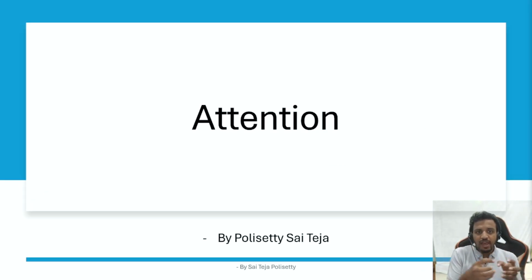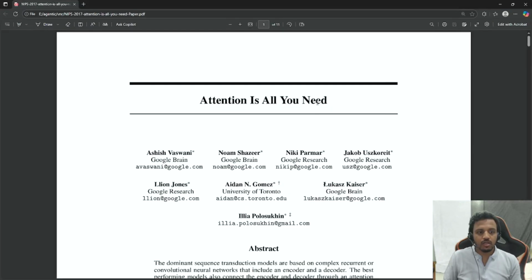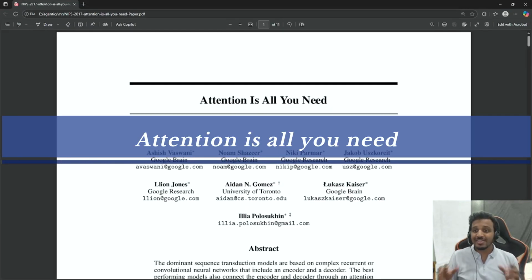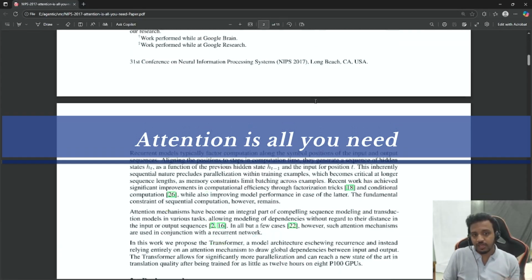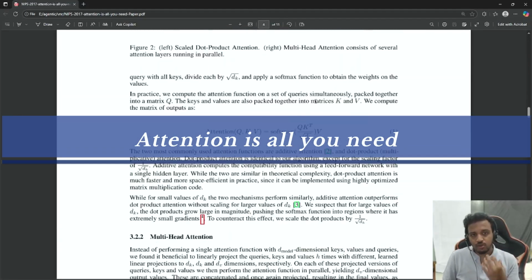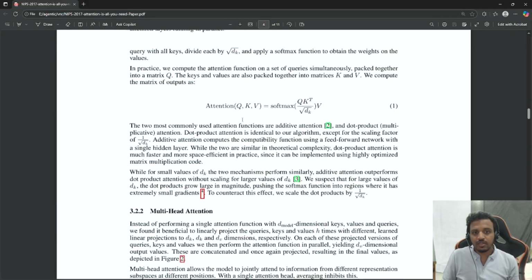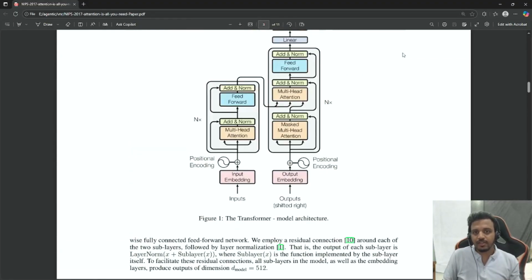Before we start attention, what is a prerequisite? Attention Is All You Need. There is a paper on that. Let me bring it on. Attention Is All You Need is literally a paper where everything about the attention layer is mentioned so neatly, so deeply. I will keep this link in the description so you can read it.